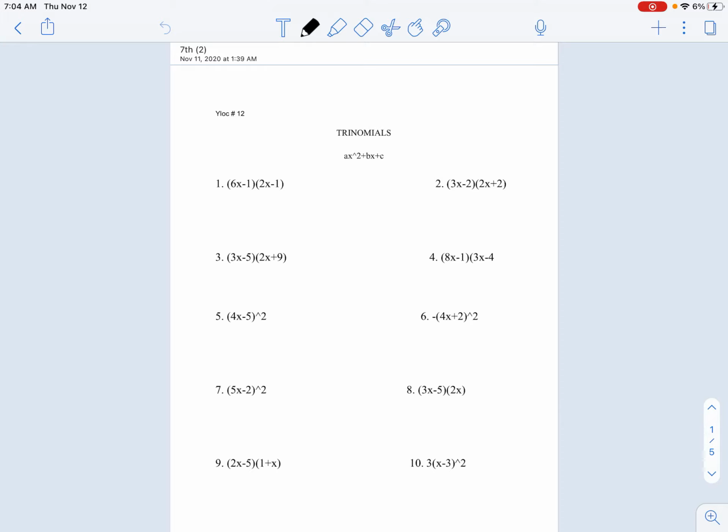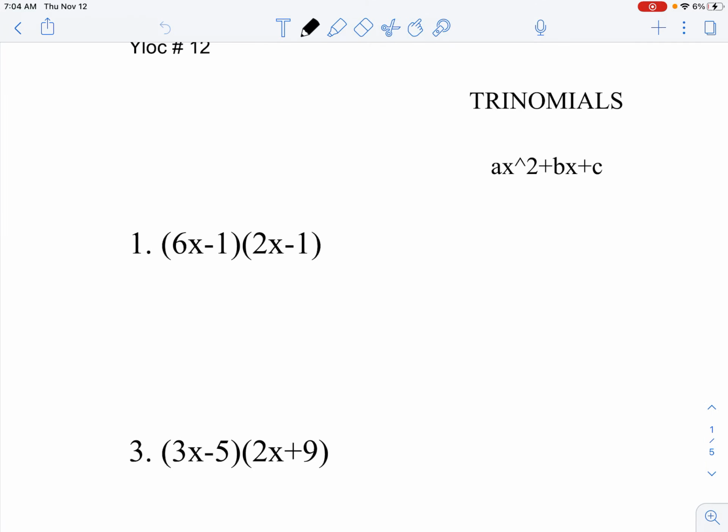So let's start. For these methods, we usually just go with the FOIL method. So front: 12x squared, since 6x times 2x is 12x squared. Outer: 6x times -1 is -6x.